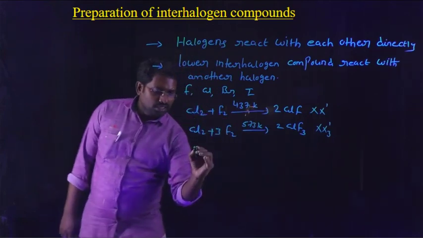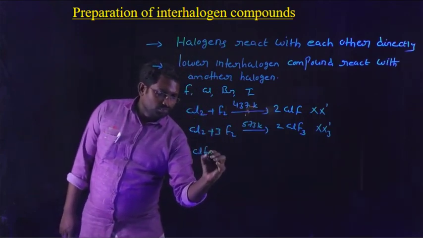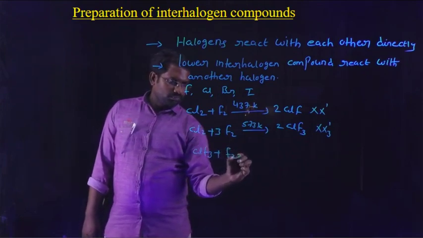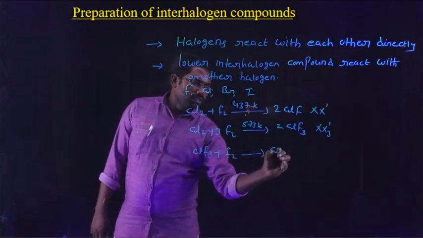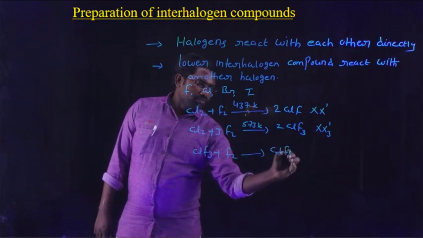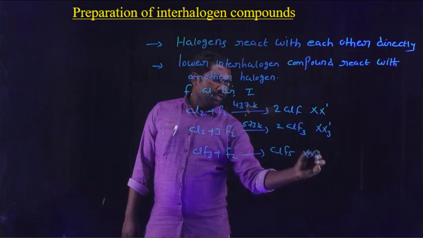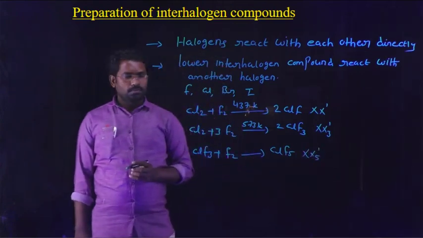So this ClF3 again reacts with fluorine, and is able to form ClF5, that is the XX5' type of interhalogen compound.